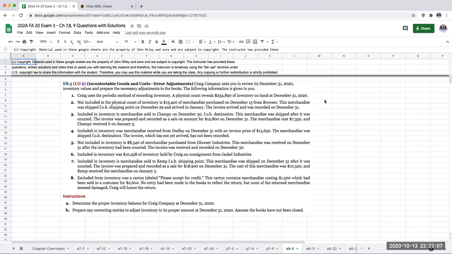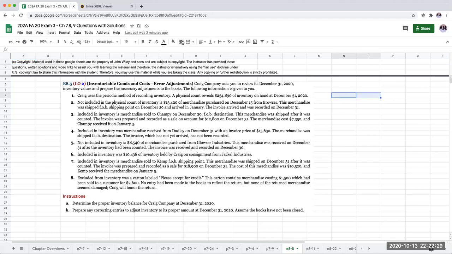Hello, everybody, and welcome to exercise 8-5. Craig Company asks you to review its December 31st, 2020 inventory values and prepare the necessary adjustments to the books. The following information is given to you. Craig uses the periodic method of recording inventory. A physical count of the inventory reveals 234,890 of inventory is on hand.